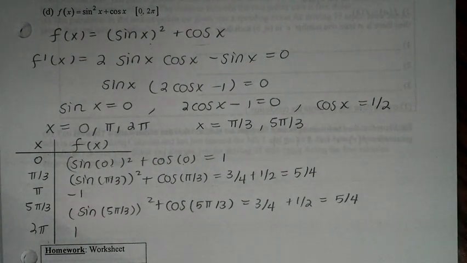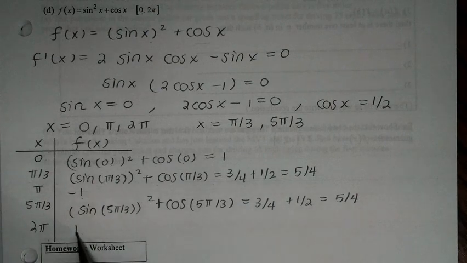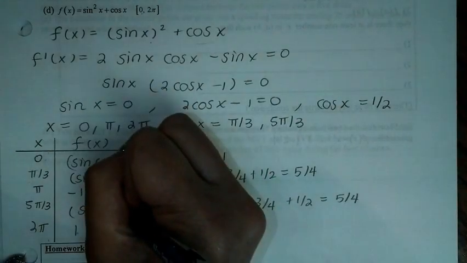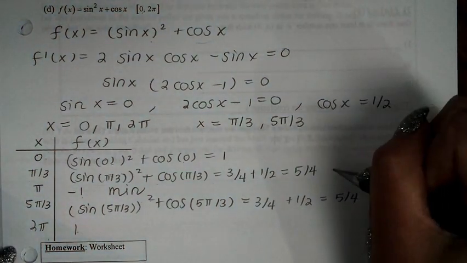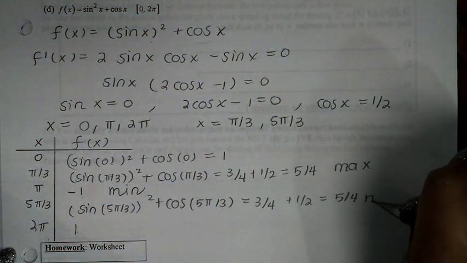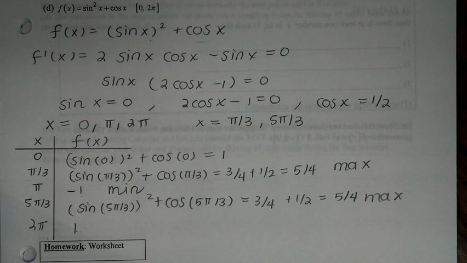So you compare the values. You have 1, 5 over 4, negative 1, 5 over 4, and 1. Okay, so the absolute min is pretty easy to spot. You can see that this is the min, but you are going to tell me, oh no, can we have 2 maxes? Yes. Why not? Think about the sine and cosine functions. Yeah, you can. That's possible.